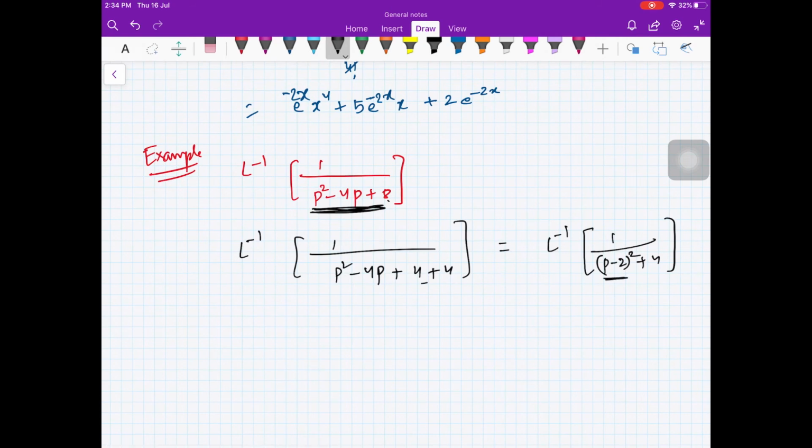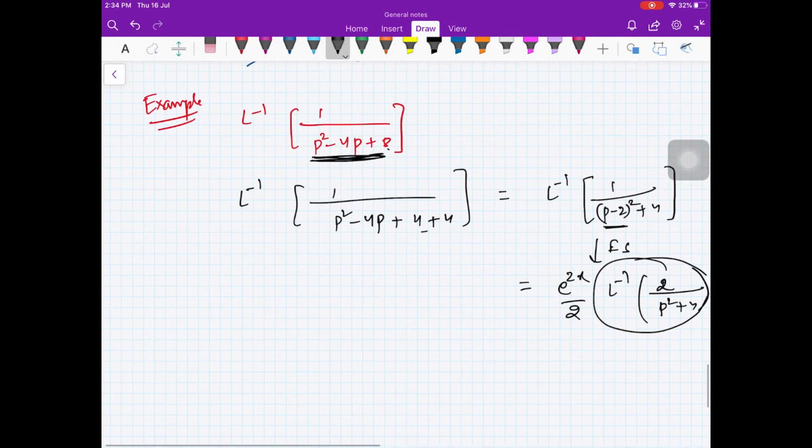Now I know the formula if this is p only. So what I can do, I can use the first shifting. So this is e raised power 2x into L inverse of 1 upon p square plus 4. Now I know that if 2 is there, I can multiply and divide by 2. Now I know the formula for this. This is sine. So e raised power 2x by 2 sine of 2x. So this is how you can find out the solutions. Here, because you have minus 2.